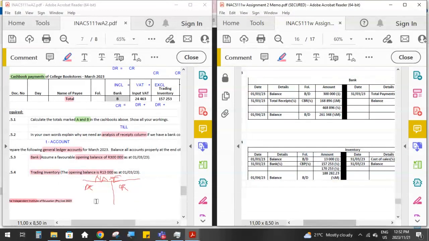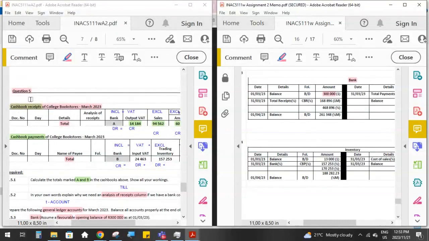So the first one is the bank. They said it's an opening balance of 300, and it's a favorable balance. Bank is an asset, so if we've got a favorable bank balance, it will go on the debit side because bank increases on the debit side. You did have to fill in the dates, the details, and the folio in order to get all of the marks. Then we had to go here, cash book receipts.